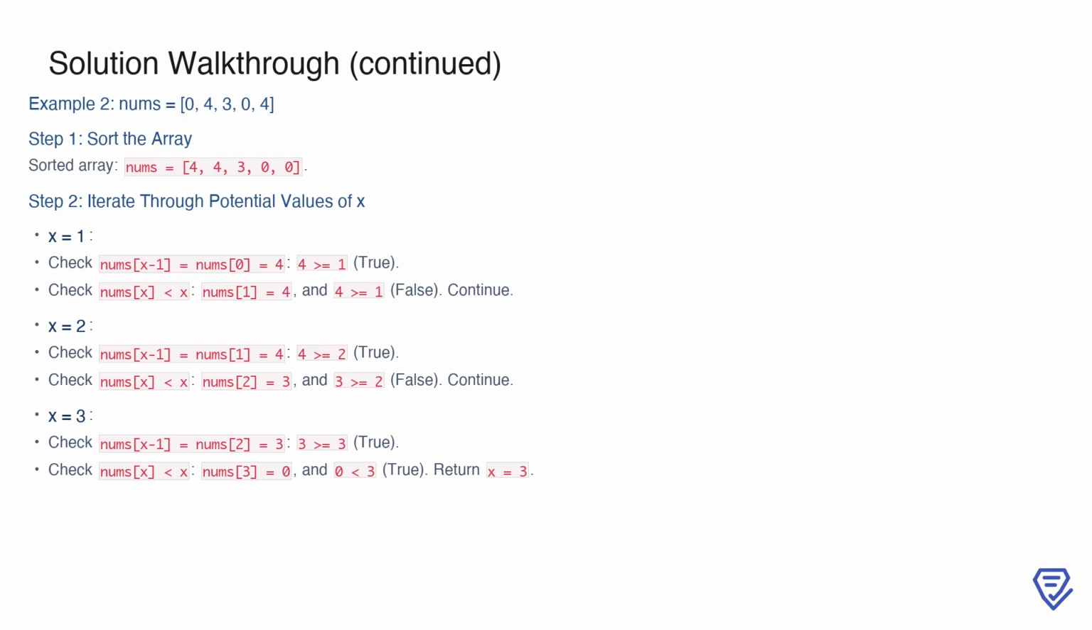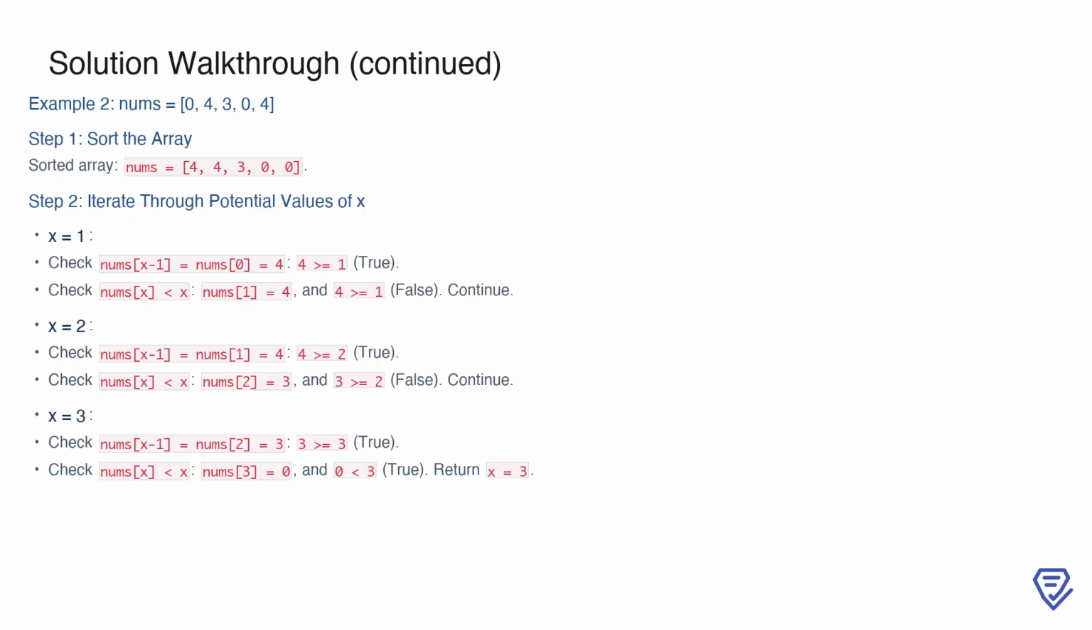This condition is true since 4 ≥ 1. We then verify whether the next element, nums[1] = 4, is less than x. Since 4 is not less than 1, the second condition fails, so we move to the next value of x. For x equals 2, we check if nums[1] = 4 is greater than or equal to x.